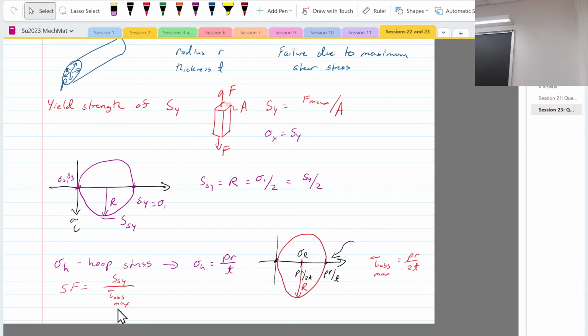Is that the yield stress? It is the maximum stress that you can possibly take, over the stress you're actually using, right? Or if it's shear.